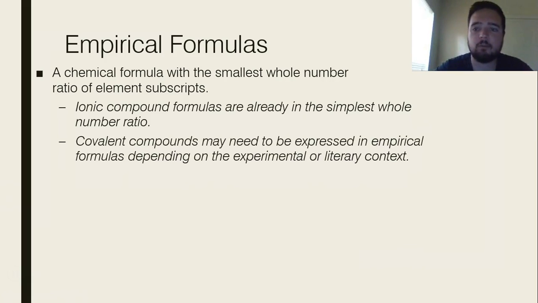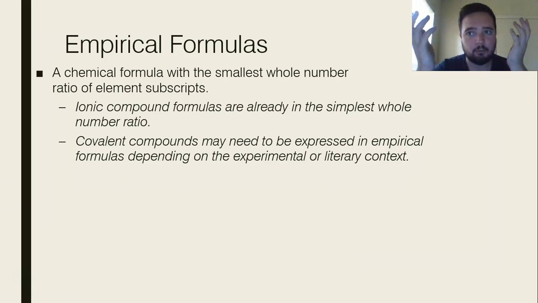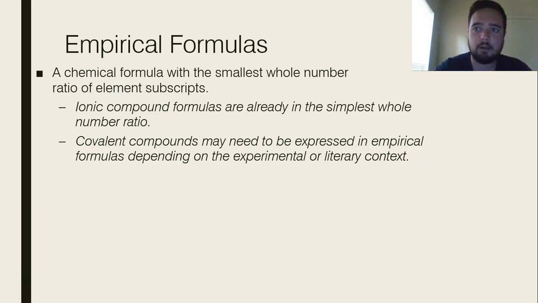However, covalent compounds is where it really needs to be expressed, because empirical formulas can depend on the experimental or literary context. Some covalent molecular formulas are the exact same thing as their empirical formulas, and then there are covalent compounds that have two different molecular and empirical formulas as well. So let's take a look at some examples.